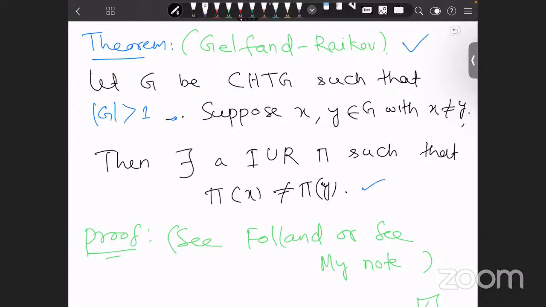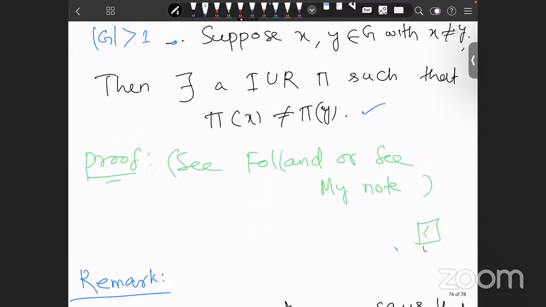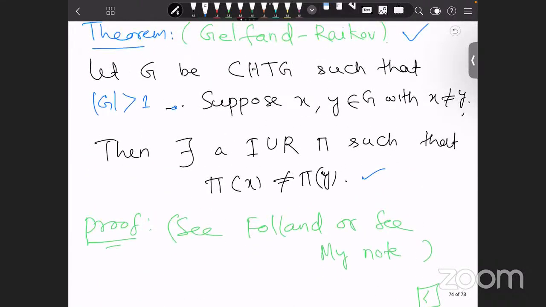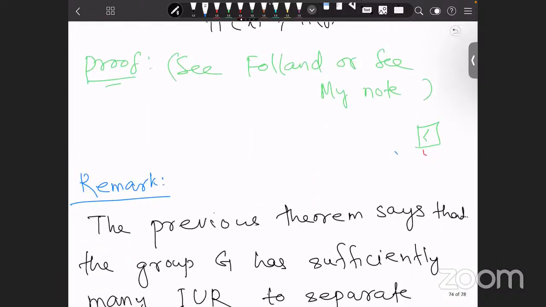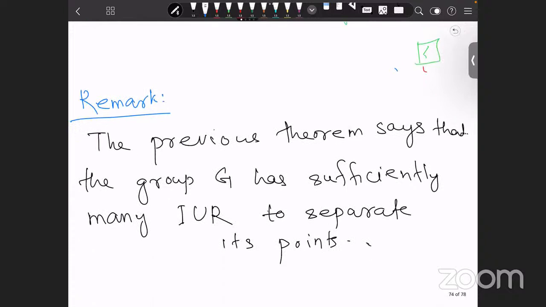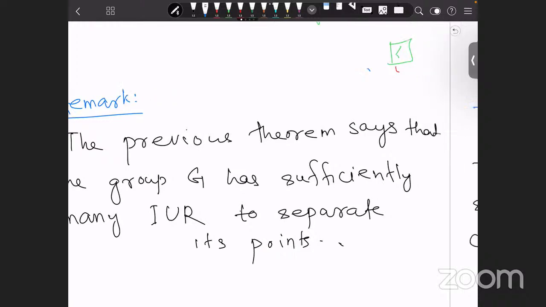Let me read the statement once more. It says that if G is a compact Hausdorff topological group containing more than one point, and x, y belong to G with x not equal to y, then there exists a unitary irreducible representation π so that π(x) is not equal to π(y). Remark: this theorem precisely says that G has sufficiently many irreducible unitary representations to separate its points.